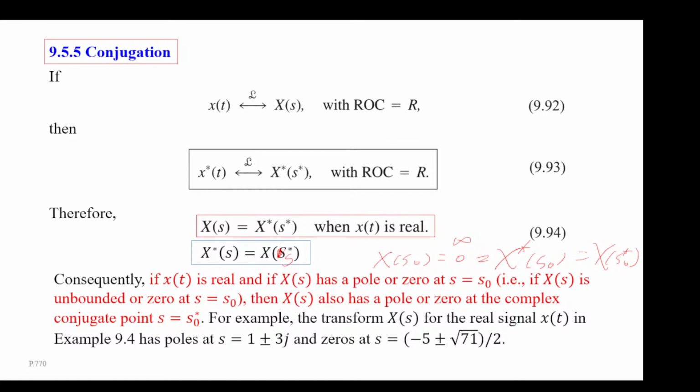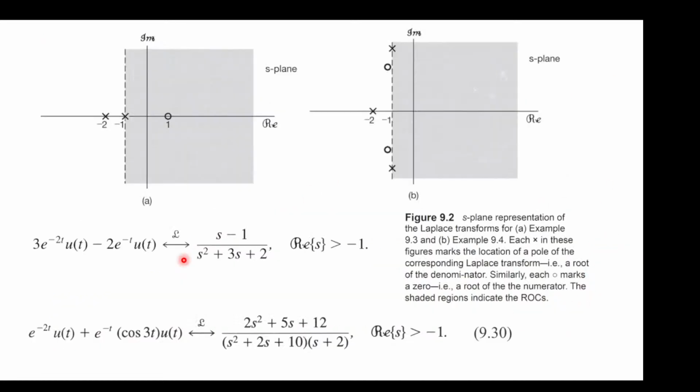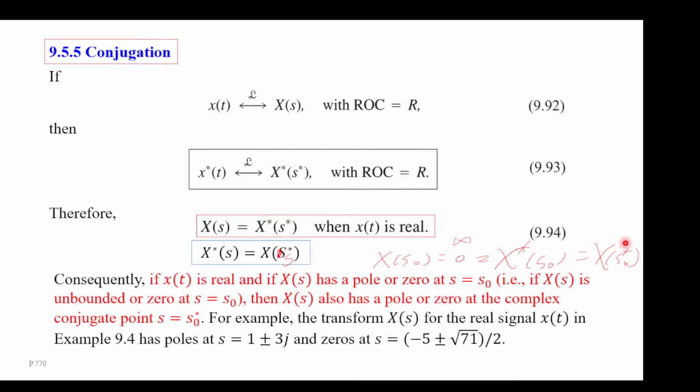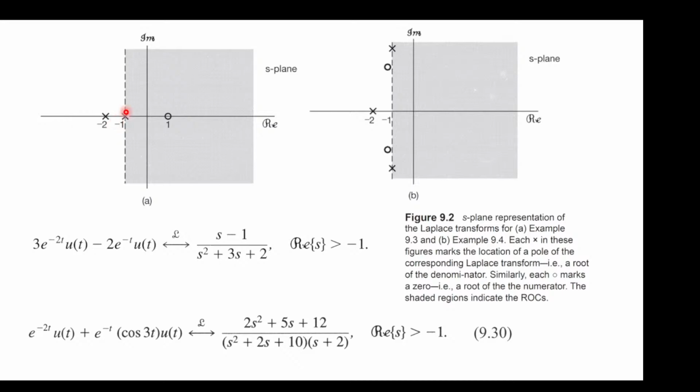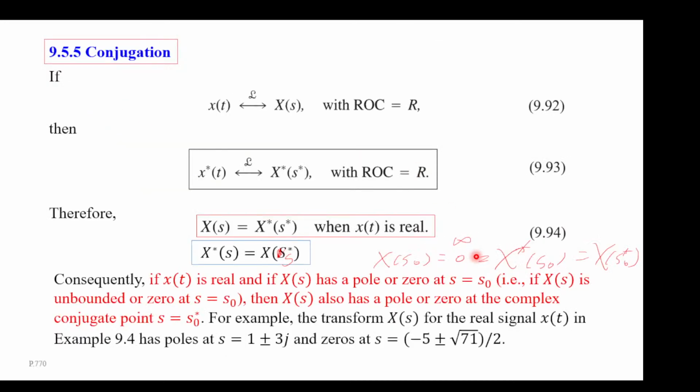So that means if your x of t is real, then your pole-zero structure should be symmetric along your real axis. We have our example here. These are two previous pole-zero structures we drew. The first one is this one, and we see all the poles and zeros lie on the real axis, so they are conjugates of themselves, so it's okay. So s0 equals s0 star, and that satisfies this equation.